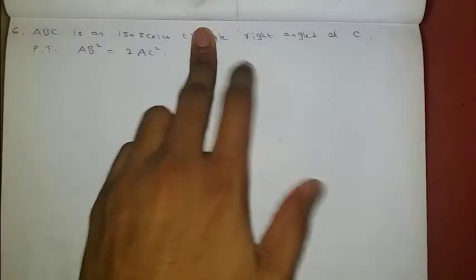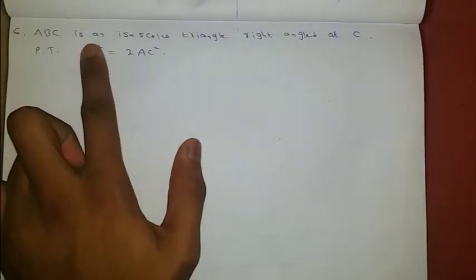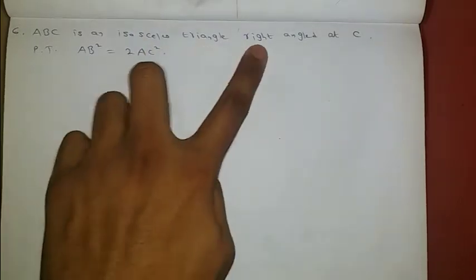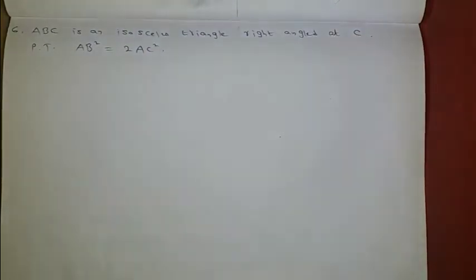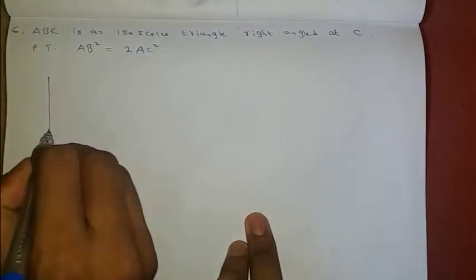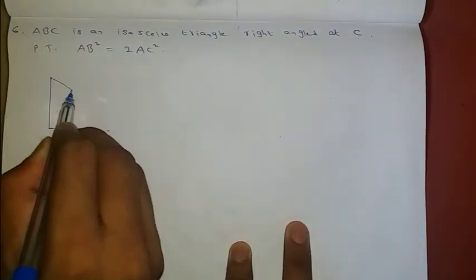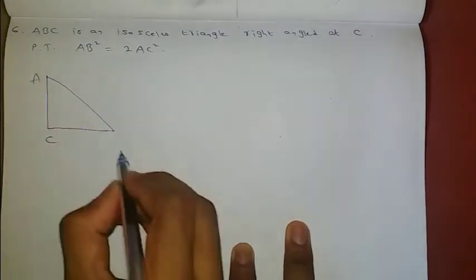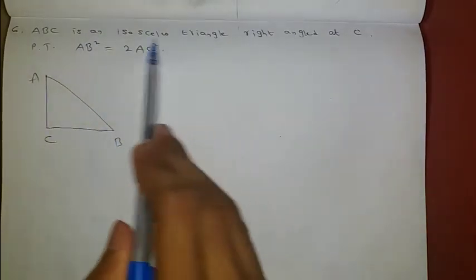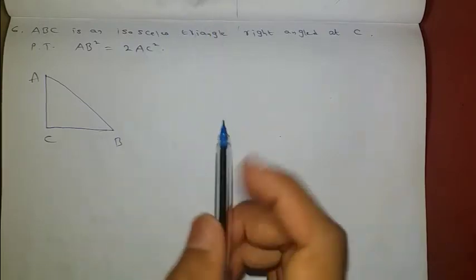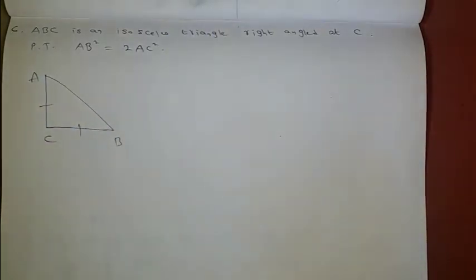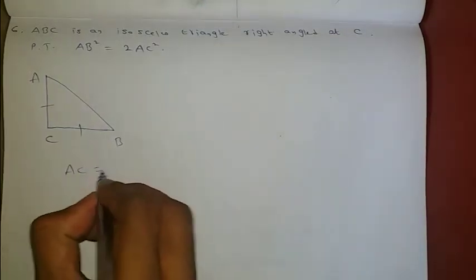Okay, let's move to the next question. Triangle ABC is an isosceles triangle right angled at C. We have one right angle isosceles triangle. Right angle is at C. So remaining will be AB. And he clearly mentioned this is isosceles right angle triangle. So it means AC will be equals to BC. That is AC is equals to BC.